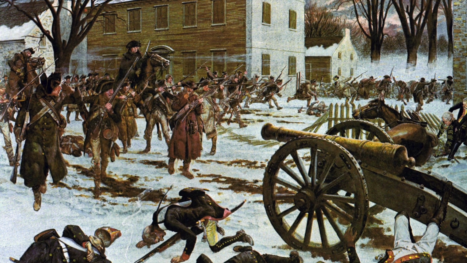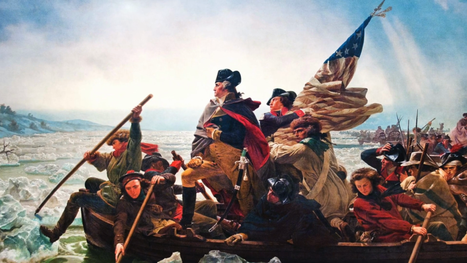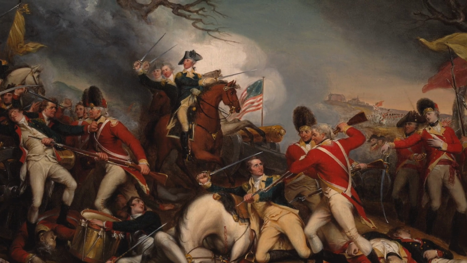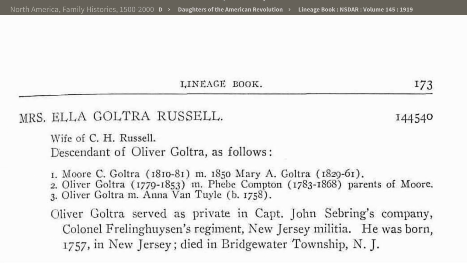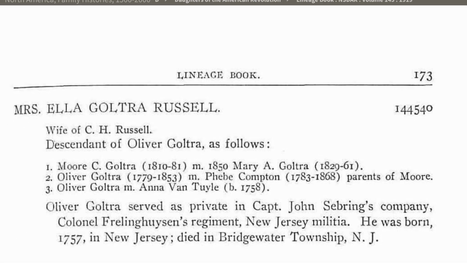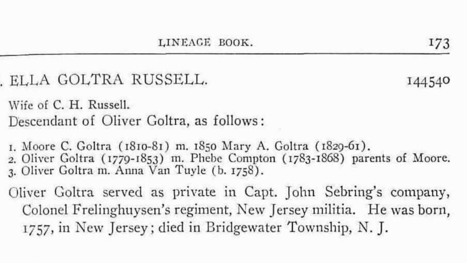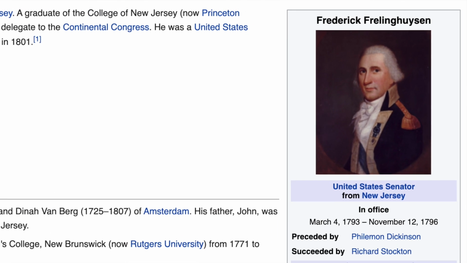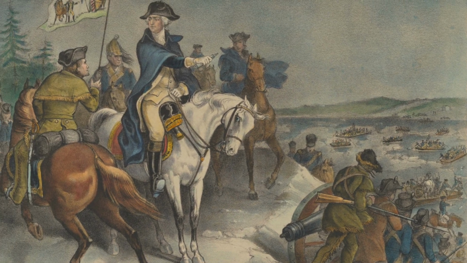By January 1777, the war had been raging for some time. On December 26th of 1776, there had been the Battle of Trenton after Washington had sailed over the Delaware. And then just about a week later, the Battle of Princeton took place. At this time, Oliver Galtry's oldest son, Oliver, had joined the 1st New Jersey Regiment under Captain John Sebring and had also served under then Colonel Frederick Frelinghuysen. Oliver possibly even fighting at the Battle of Trenton and Battle of Princeton.